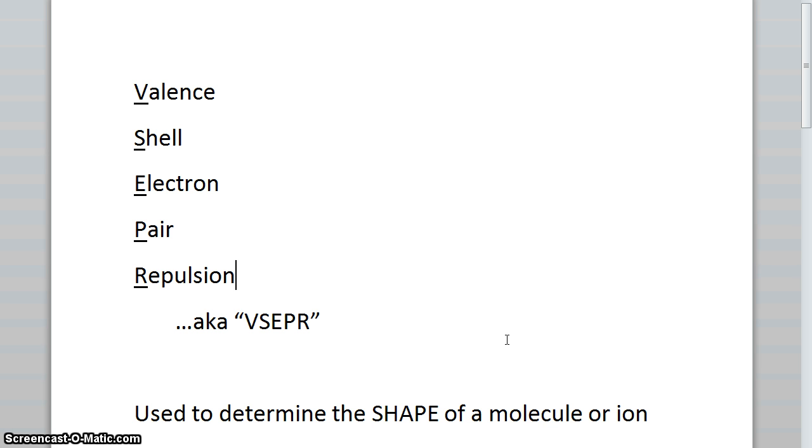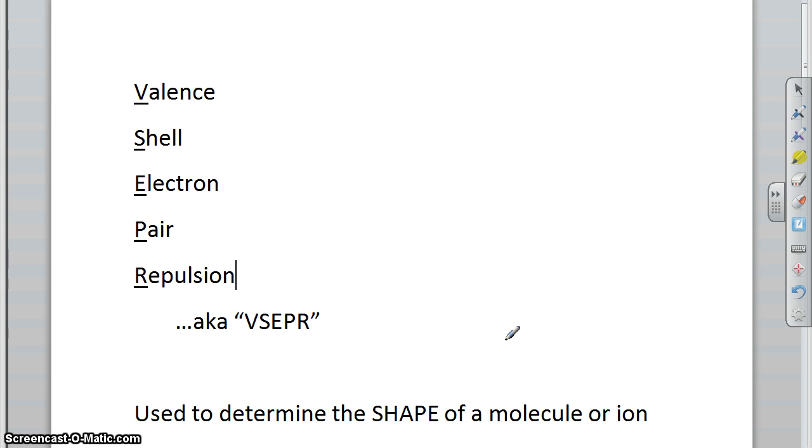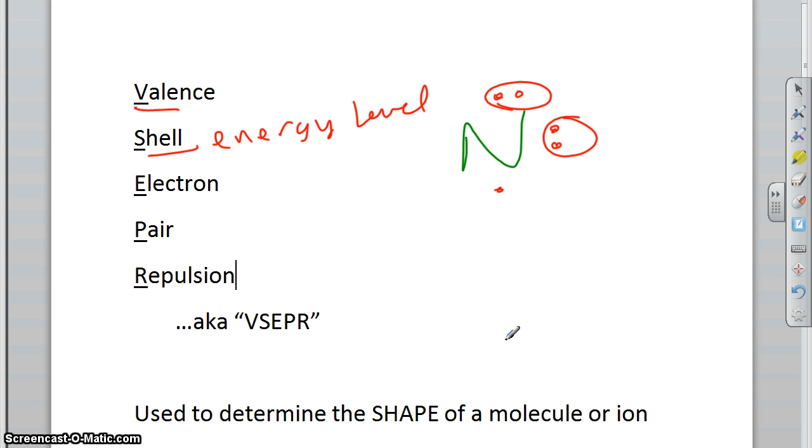Sounds like a big complicated term, but it's really not. If we were to take something like nitrogen, nitrogen has 5 valence electrons. So if we do a Lewis structure, we could imagine that it has 5 valence electrons, and each of these are valence. Now shell just means energy level. Electron pairs, that's a valence shell electron pair, that's a valence shell electron pair. There's only one there, so we wouldn't necessarily call it a pair, but these things are what we're looking at.